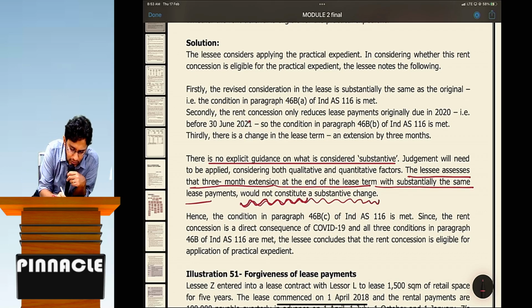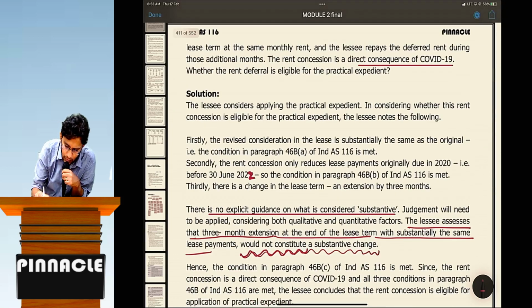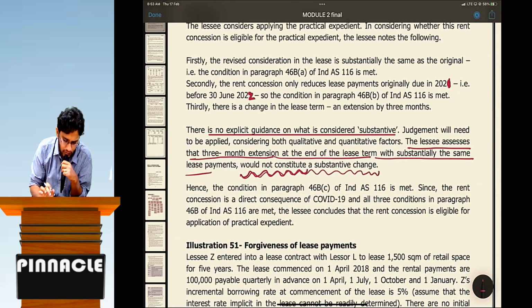In the paragraph, please make this 30th June 2022. Here 2021. That's it.